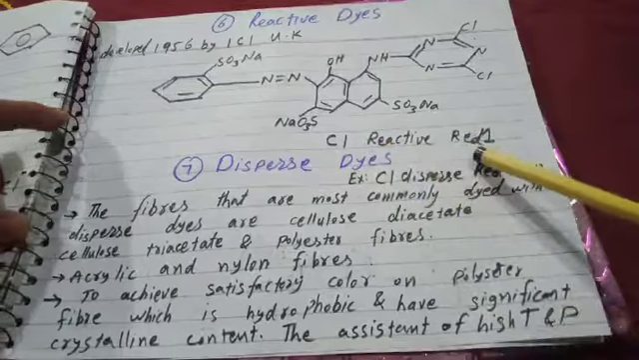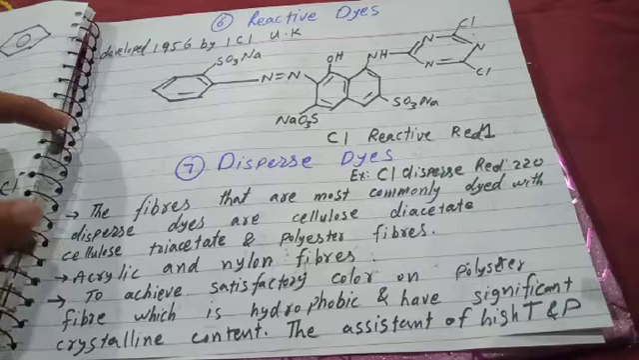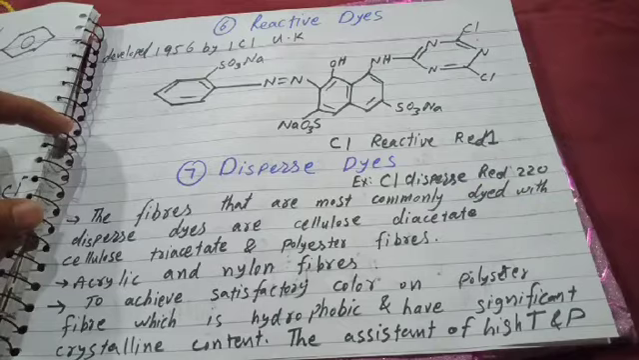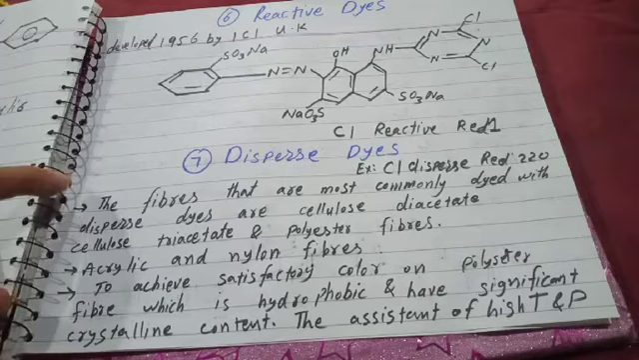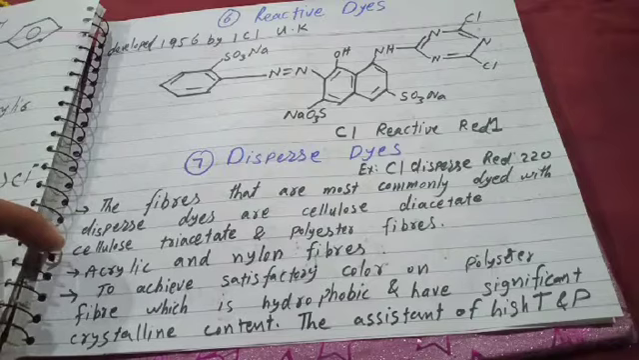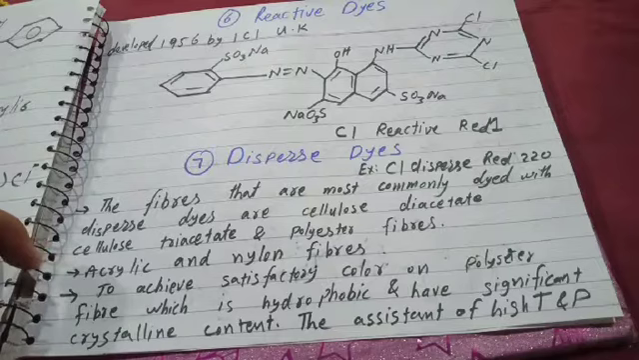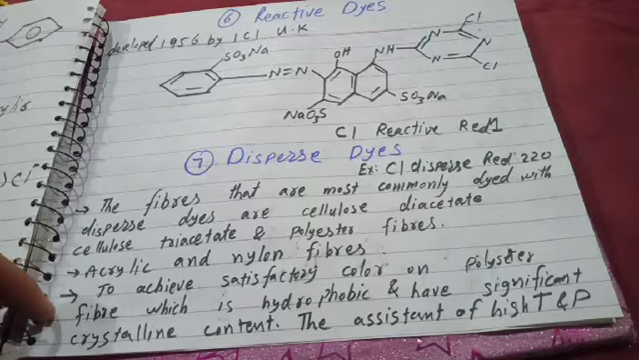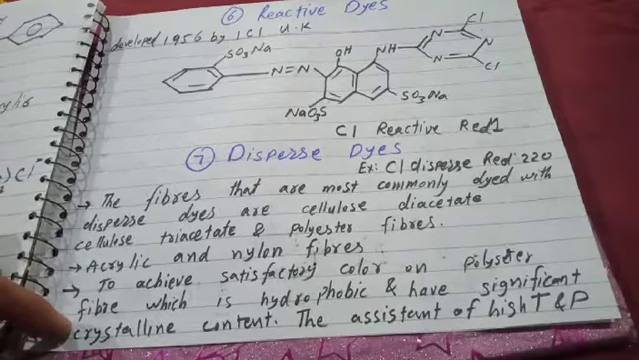Disperse dye. An example of a disperse dye is CI disperse red 220. Fibers that are most commonly dyed with disperse dyes are cellulose diacetate, cellulose triacetate, polyester, acrylic, and nylon fibers. To achieve satisfactory color on polyester, which is hydrophobic and has significant crystalline content, the assistance of high temperature and pressure is needed.